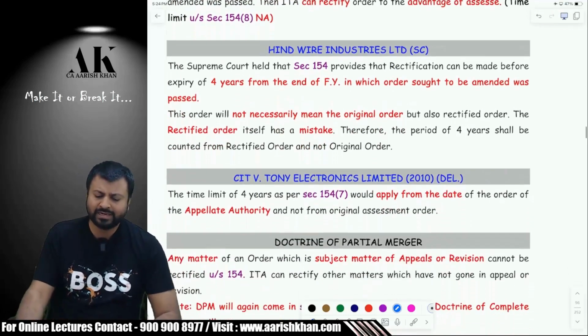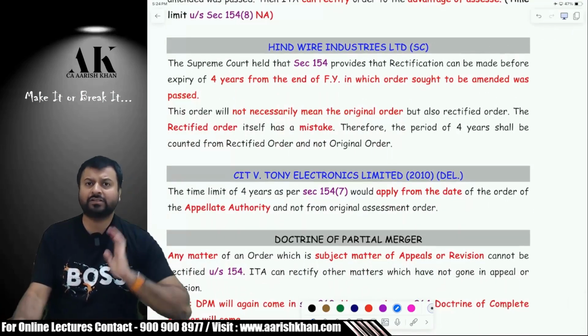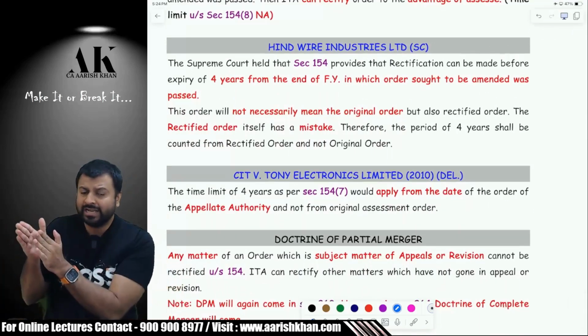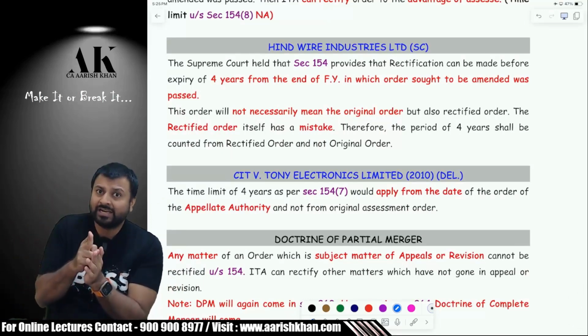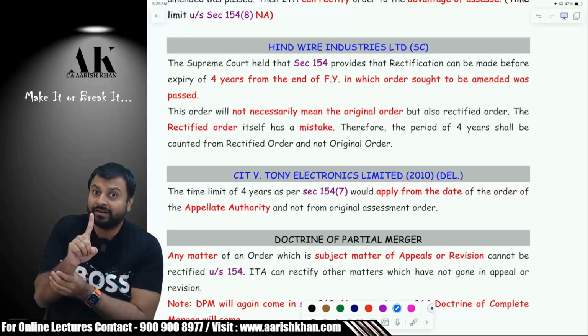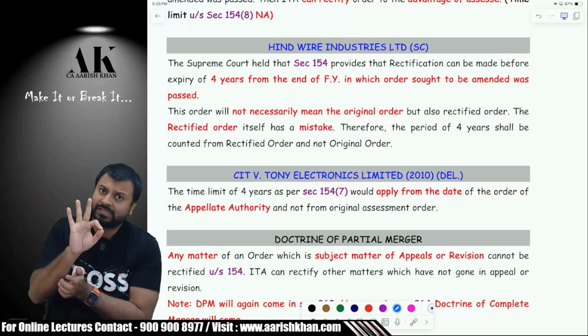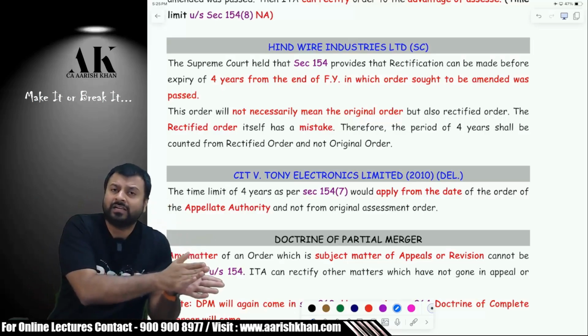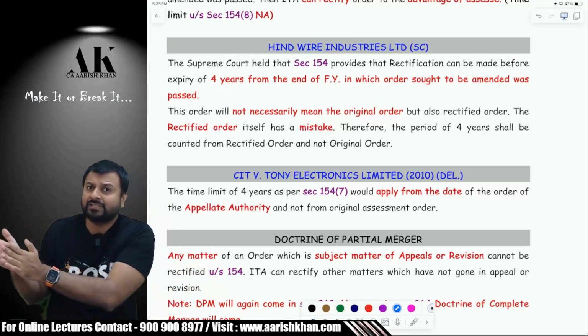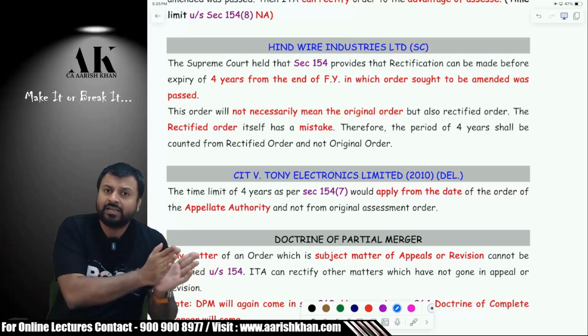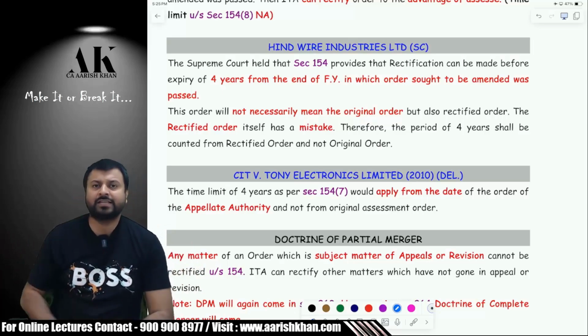Now there is one Hindwire Industries Limited case law. I'll tell you the facts of the case. The AO has passed an order in which there are 2 mistakes. Okay. How many mistakes? 2 mistakes. Now after 3 years, the assessee made an application to rectify 1 mistake. The AO rectified 1 mistake after 3 years. Now again after 3 years, that is 3 years from the rectification order and 6 years from the original order, the assessee made an application for the second rectification.